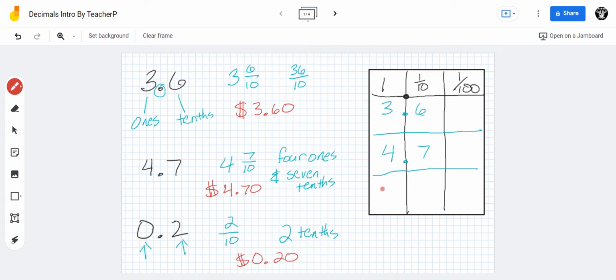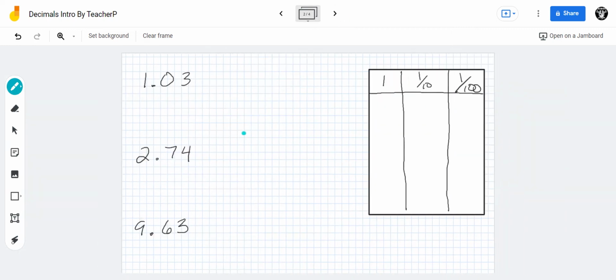I forgot to put it in the place value chart, so this would be 0.2, right? No ones, but 2 tenths. All right, let's try a few more examples on the next page.